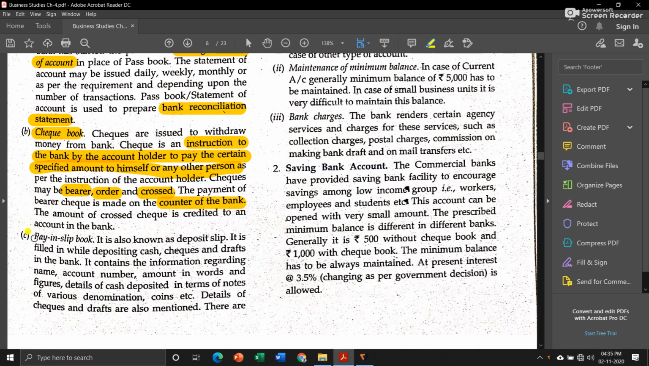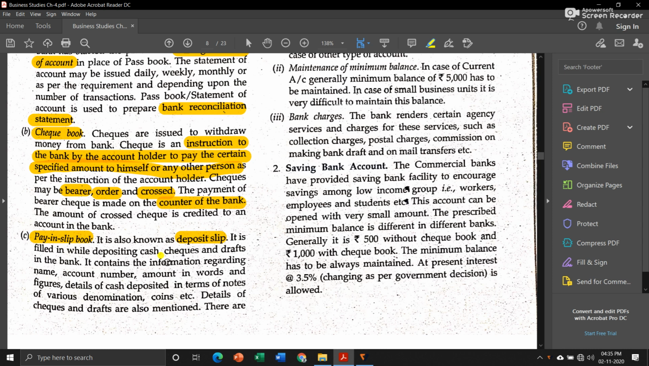Then the third book that we will get is the pay in slip book. It is also known as a deposit slip. It is filled in while depositing cash, checks and drafts in the bank. If you go to a bank and want to deposit money, then the slip or form that you fill up is nothing but a pay in slip or deposit slip.